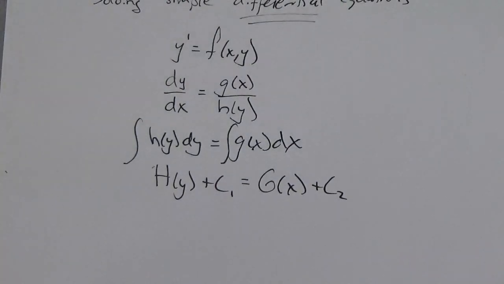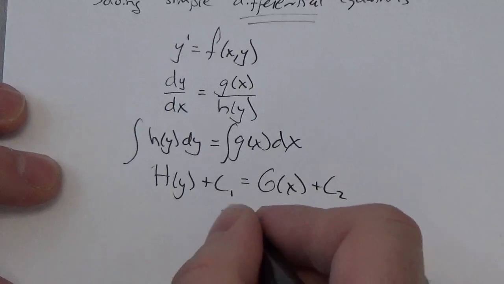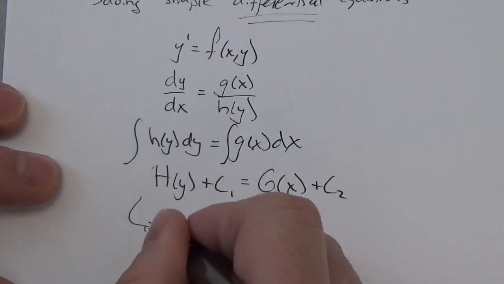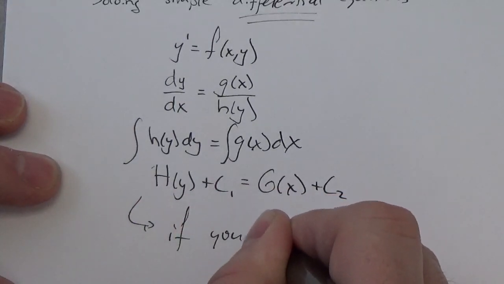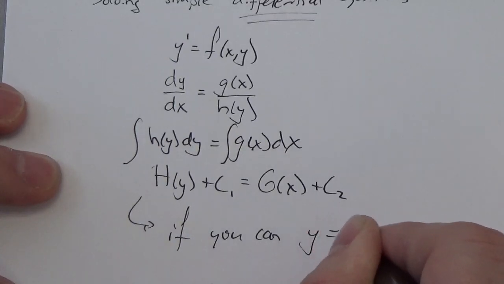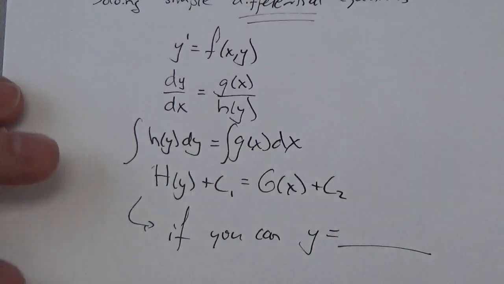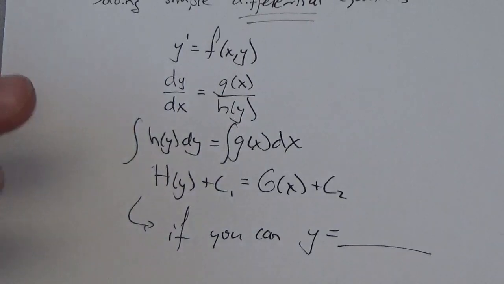Now, that's not always easy to do. Sometimes we just have to leave it as a function of both x and y. But that is the goal, to take it down, if you can, to y equals something. Anyway, it probably makes more sense to take a look at some examples.